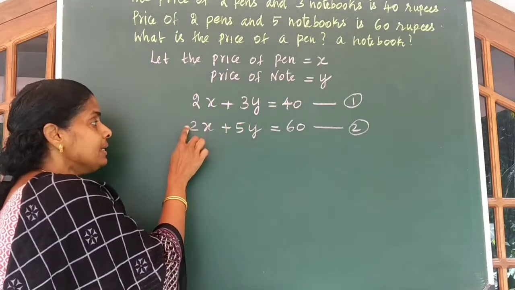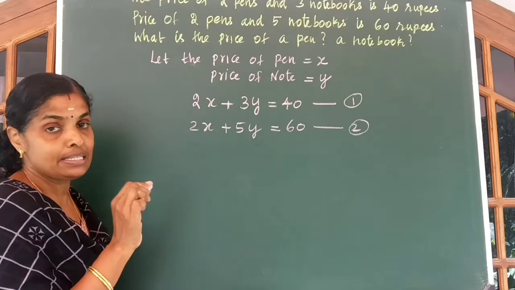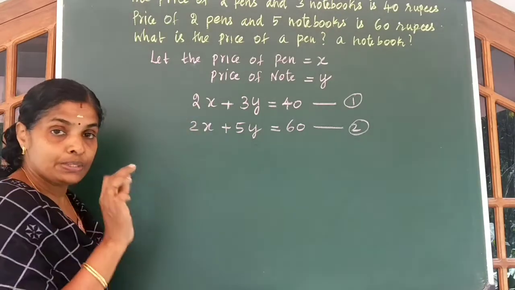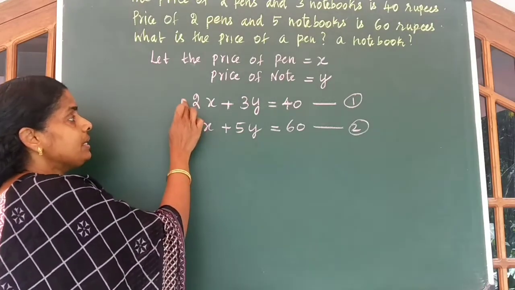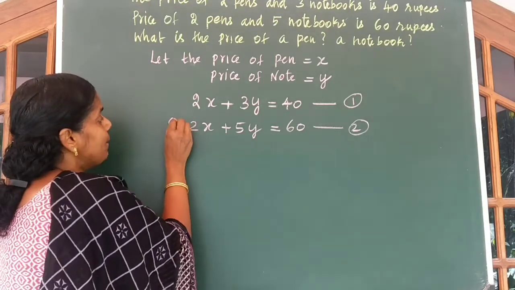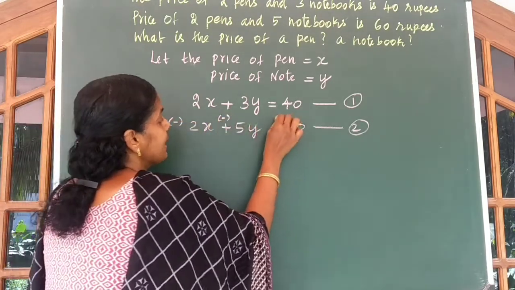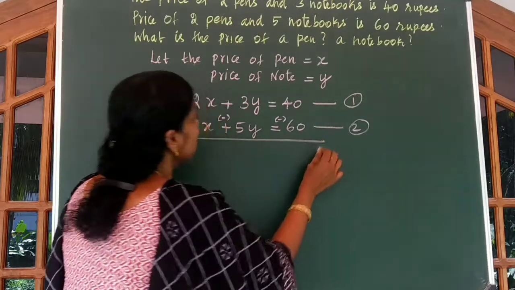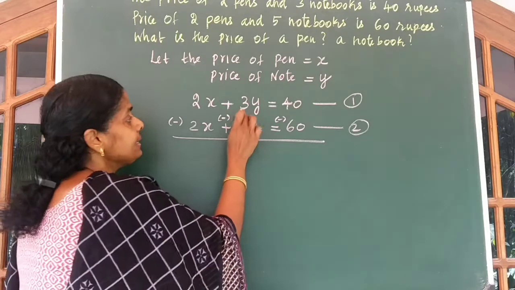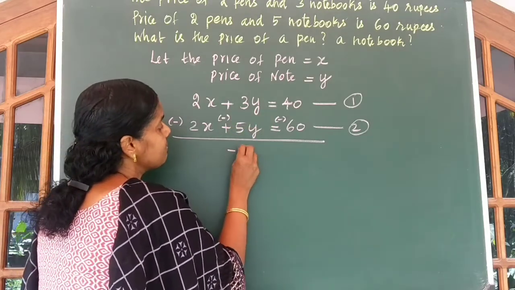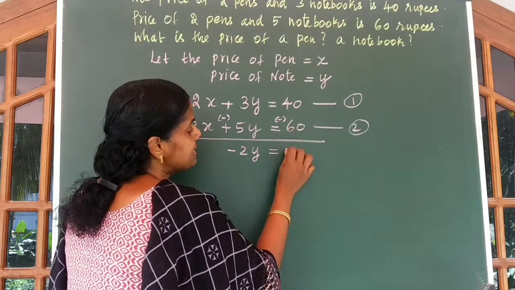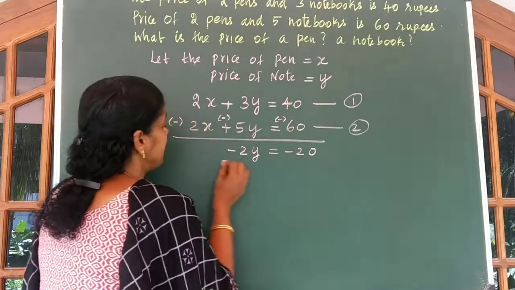Now if you see, the x coefficients are the same. So it is easy to eliminate our x term if you subtract the second equation from the first equation. So let us change the sign. Throughout I am changing the sign. So what do you get here? 2x minus 2x cancels. 3y minus 5y gives you minus 2y is equal to 40 minus 60 gives you minus 20.